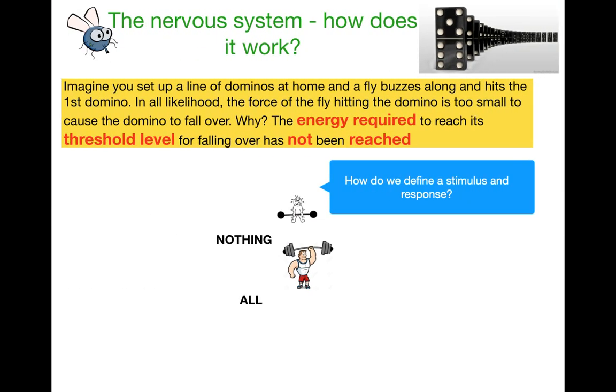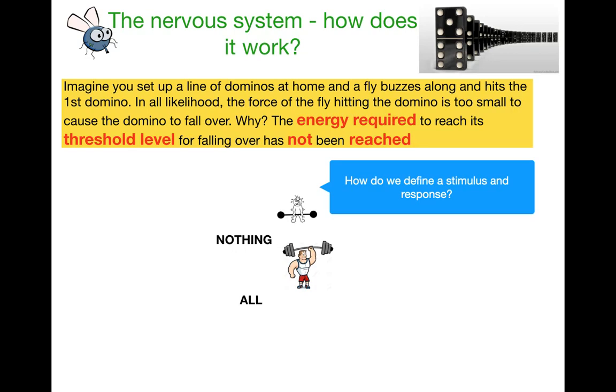The next thing then is, how does the nervous system work? Well, the best comparison we can use for the nervous system is like the domino effect. Okay, so imagine here we have dominoes set up, and along buzzes a fly, and the fly manages to hit the domino. Now, if the fly has hit it hard enough, then what's going to happen here is that the first domino is going to fall, right? So, in other words, once the first domino falls, it's going to pass it from domino to domino to domino to domino, all the way through the nervous system.